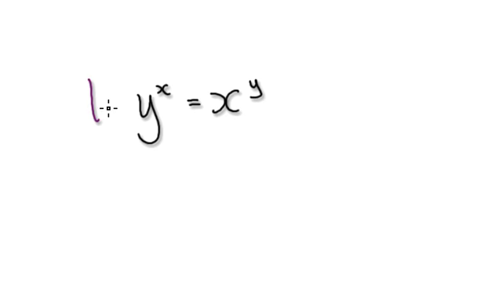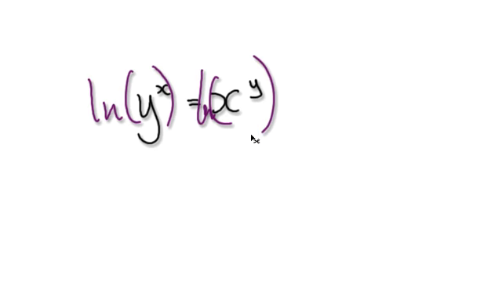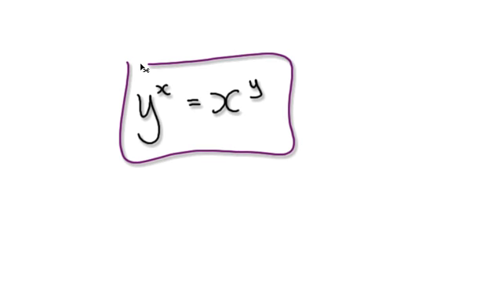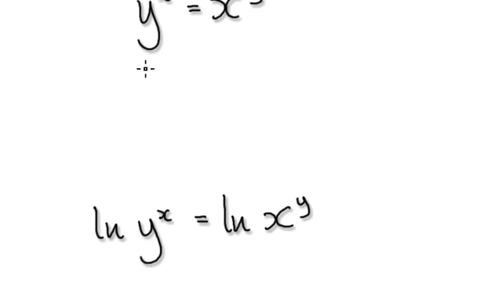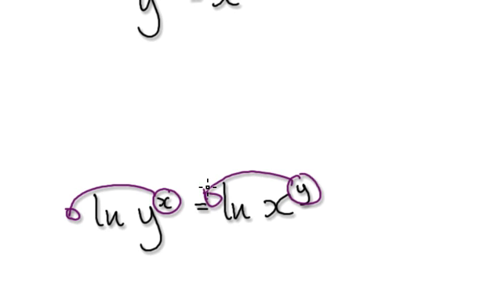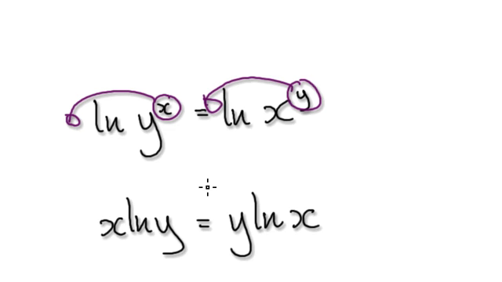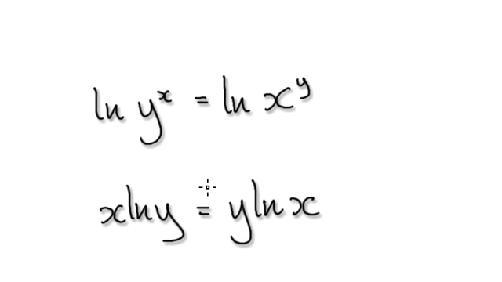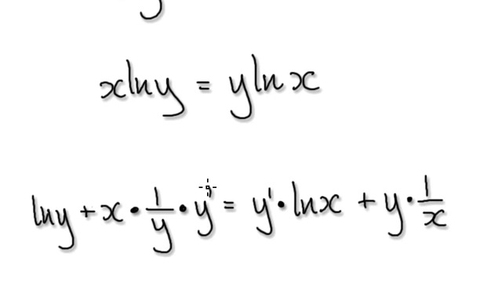Okay, so to do this, from here, take the natural log of both sides. That will then give you this. Now you can move this out here, and then you can move this y over here. So that will then give you this. And now use implicit differentiation.